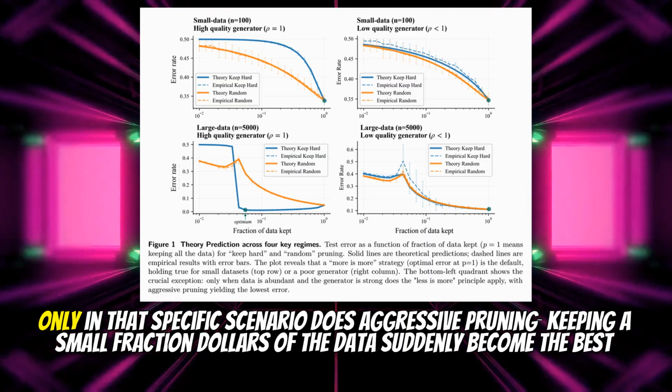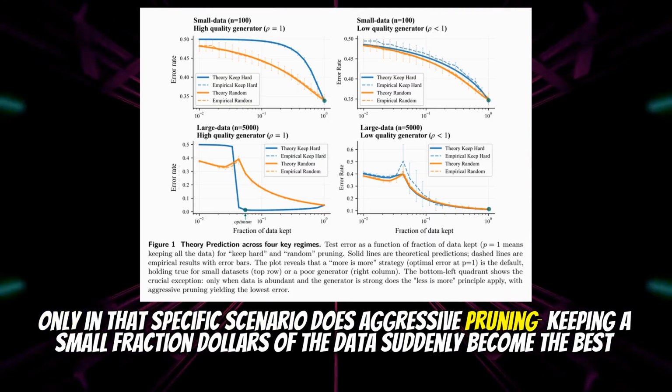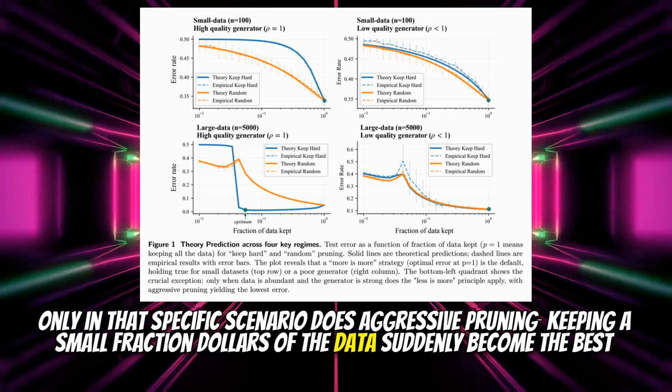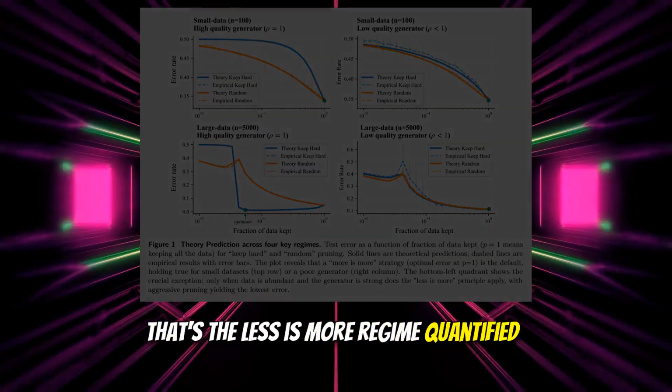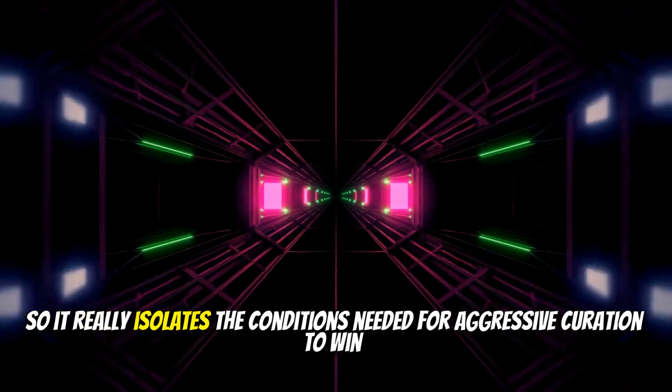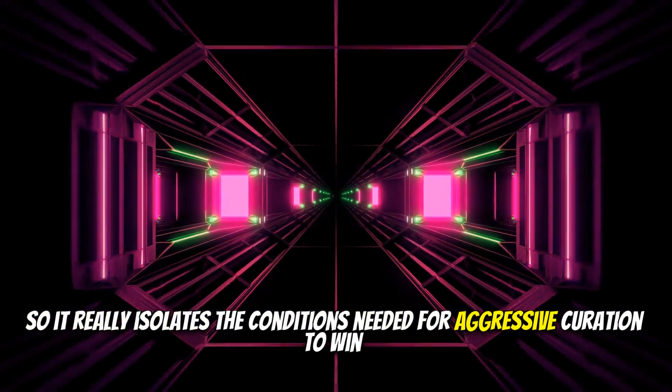Only in that specific scenario does aggressive pruning, keeping a small fraction of the data, suddenly become the best strategy. That's the less-is-more regime, quantified. Wow. So it really isolates the conditions needed for aggressive curation to win.